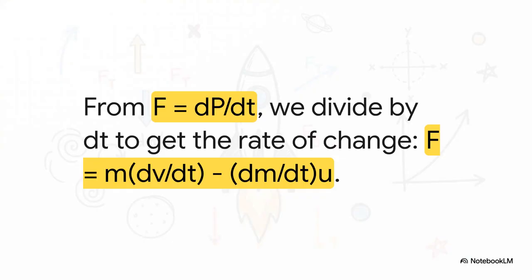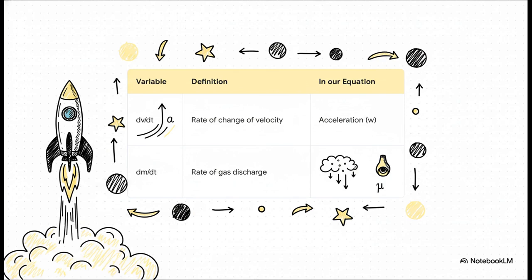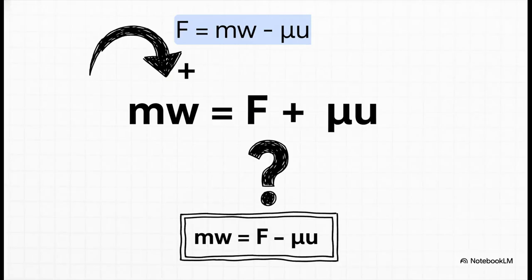Now, for the magic trick, we bring back Newton's general second law. The external force, F, is equal to the rate of change of momentum, dp, divided by dt. So we just take that clean expression for dp that we just found and divide the whole thing by our tiny time interval, dt. And when we do that, look what we have. These little fractions should look really familiar. dv/dt, the rate of change of velocity, that's just the definition of acceleration, which the problem calls w. And dm/dt, the rate at which the rocket loses mass, that's the gas discharge rate, mu. So we just swap in those definitions and we get F equals mw minus mu.